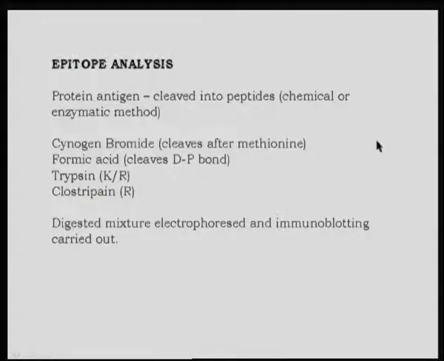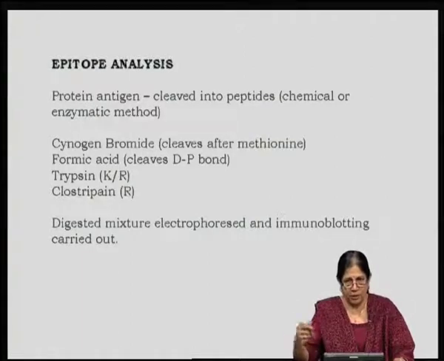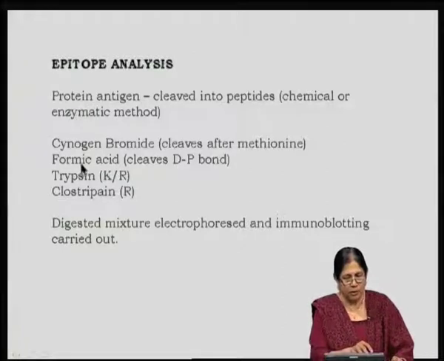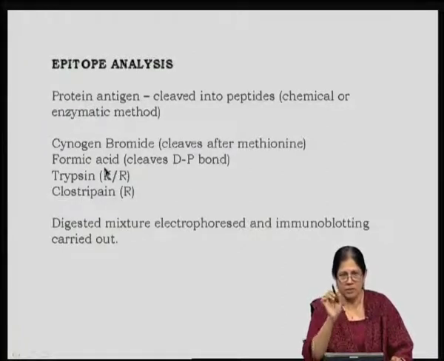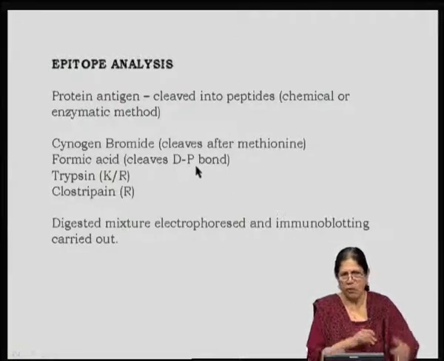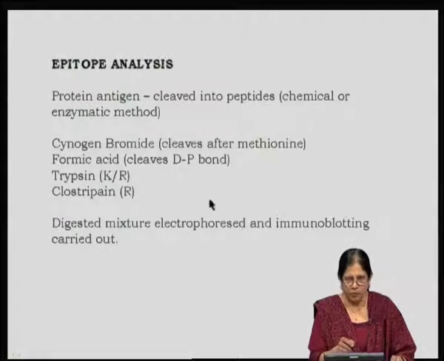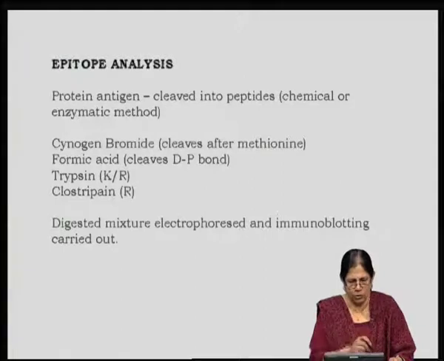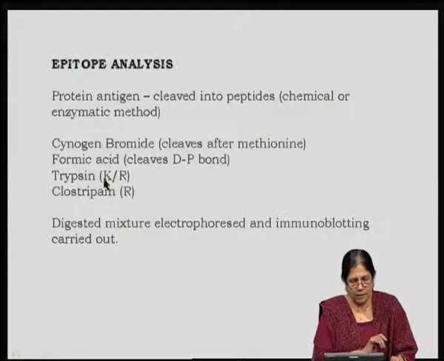Epitope analysis can be carried out by cleaving the protein antigen into peptides by enzymatic or chemical methods. Let me just tell you the specificity. You can use chemicals such as formic acid, which cleaves very specifically a DP bond, that is aspartic acid proline bond. Not all proteins have this, of course, but if your protein has, you can do that. So, you know already where the protein has been cleaved, and you generate those fragments. Trypsin cleaves at lysines and also arginines.